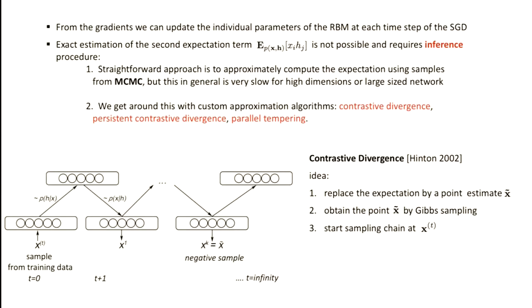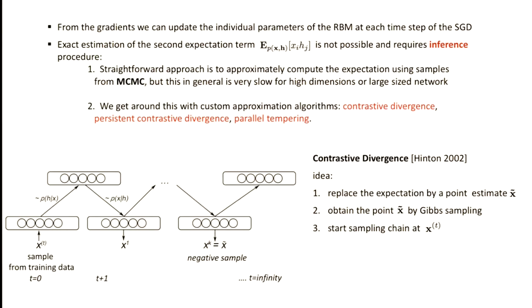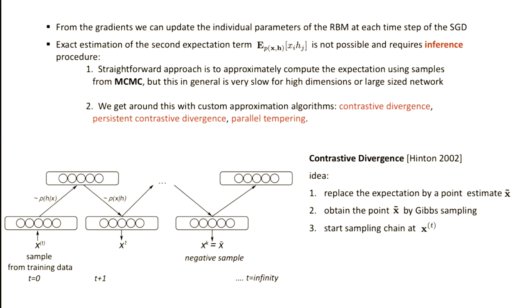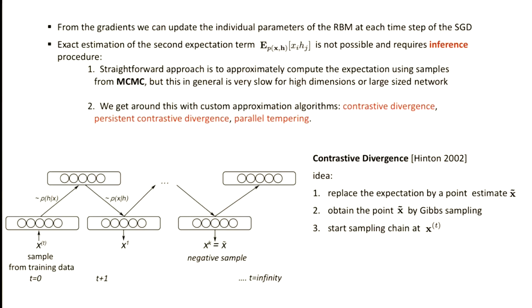So the idea here is that once again you are going to use an MCMC chain. This is a normal MCMC chain, but you're going to initialize it from an actual sample of the training data. At t equals 0, typically you want to run this for an infinite chain, but at t equals 0, you initialize from a sample of the true data, the training data that you have.